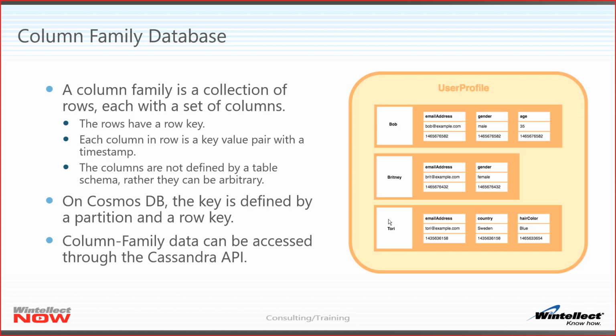And a column family database can be accessed through the Cassandra API. Cassandra is a column family database that is put out by the Apache Foundation, and it is the one that supports this API. It's used a lot in big data workloads that have arbitrary fields, and the Cassandra API can be lifted and shifted into Cosmos DB, and you can query it through that API. So this is very useful for, again, arbitrary rows that have an arbitrary number of columns that can be queried across.